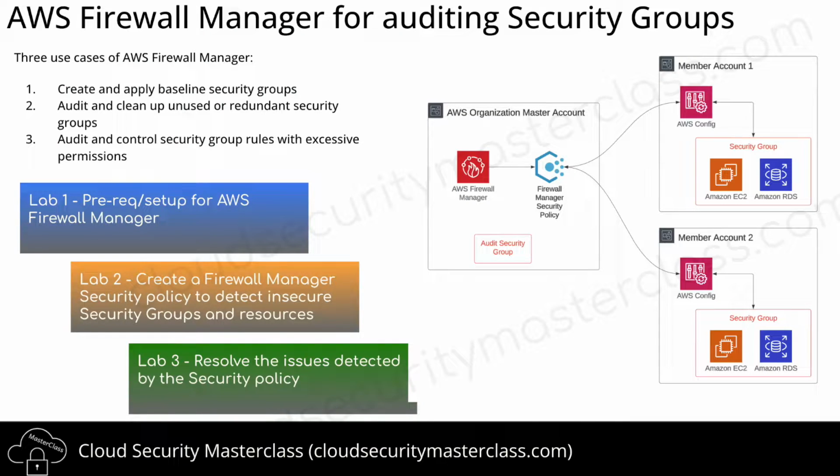Security Group is an AWS firewall tool which is used for enforcing network access control for your AWS resources like EC2s, RDS, or other compute and database services. In a big organization with multiple AWS accounts, management of security groups can quickly turn into a nightmare.